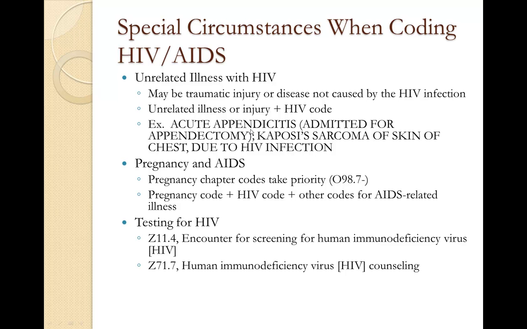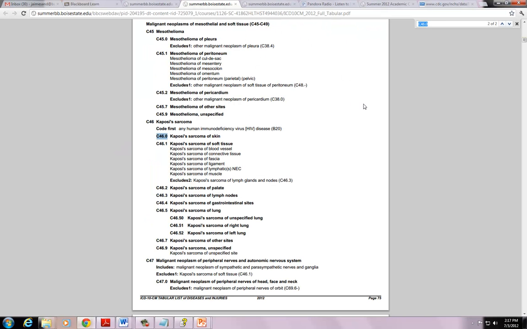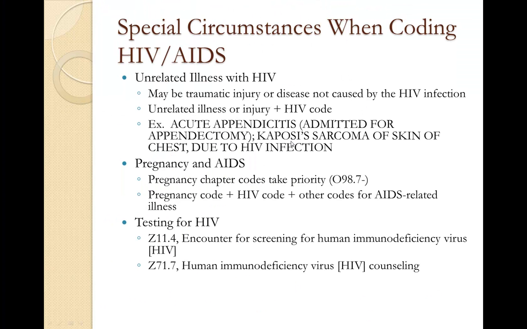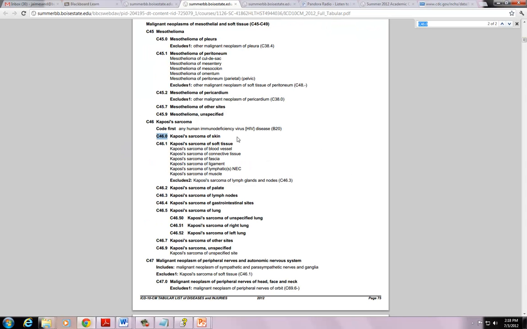So here we would actually code the appendicitis first. I apologize, I don't remember what that code was. Then we would code the B20 for the HIV infection. Then we would code the Kaposi sarcoma, which is a C46.0 of the skin.